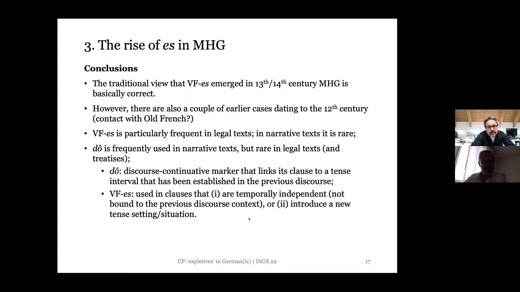So, the distribution of do and expletive S seems to be in line with an analysis that treats do as some form of discourse continuative marker, while expletive S is used in clauses that are temporally independent and introduce a new tense setting or a new situation. Okay, so now it's Roland's turn.